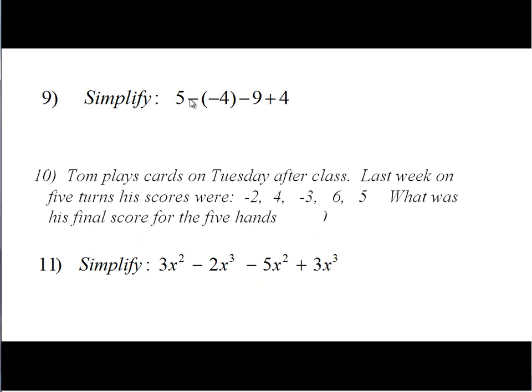Simplify. Two negatives make a positive, so this is 5 plus 4 minus 9 plus 4. Just type that straight into your calculator. 5 plus 4 minus 9 plus 4 should give you 4.